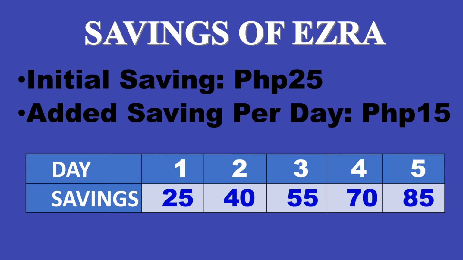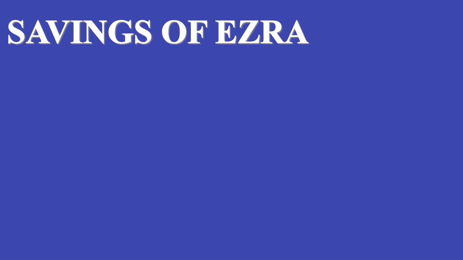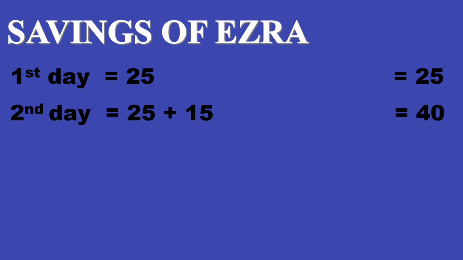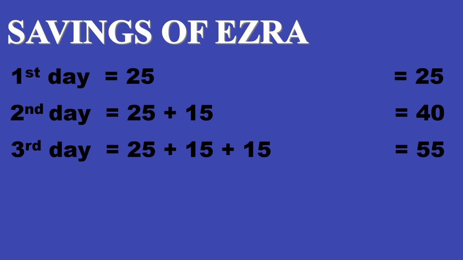Let us now show the solution in order for us to derive the general term of any arithmetic sequence. In the first day, the initial saving is 25 pesos. On the second day, we added 15 pesos. 25 pesos plus 15 pesos equals 40 pesos. On the third day, we add another 15 pesos. So 25 pesos plus 15 pesos plus 15 pesos equals 55 pesos.